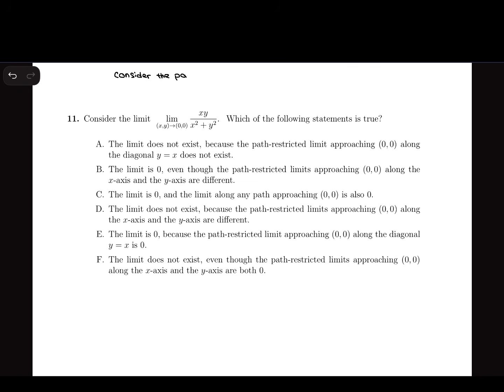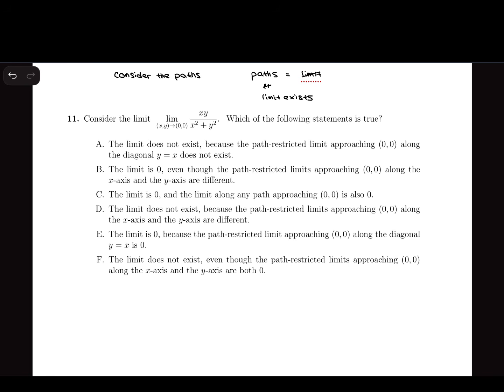Sorry, my writing's a bit slow. You want to consider the paths. So what you should always know is that using the path method, you can approach from an infinite amount of directions. So with paths, you can always test for if the limit doesn't exist, but you can never test for if the limit exists. So in this case, this will be our strategy.